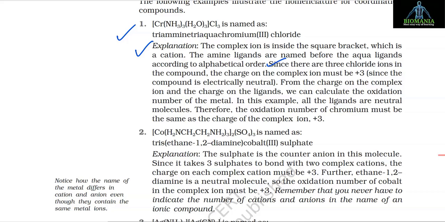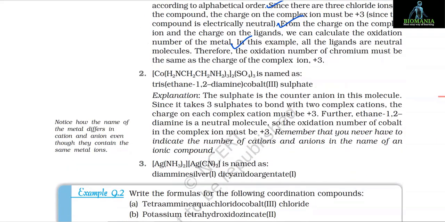Since there are 3 chloride ions in the compound, the charge on the complex ion must be +3, since the compound is electrically neutral. From the charge on the complex ion and the charge on the ligands, we can calculate the oxidation number of the metal. In this example, all the ligands are neutral molecules, therefore the oxidation number of chromium must be the same as the charge of the complex ion, +3.